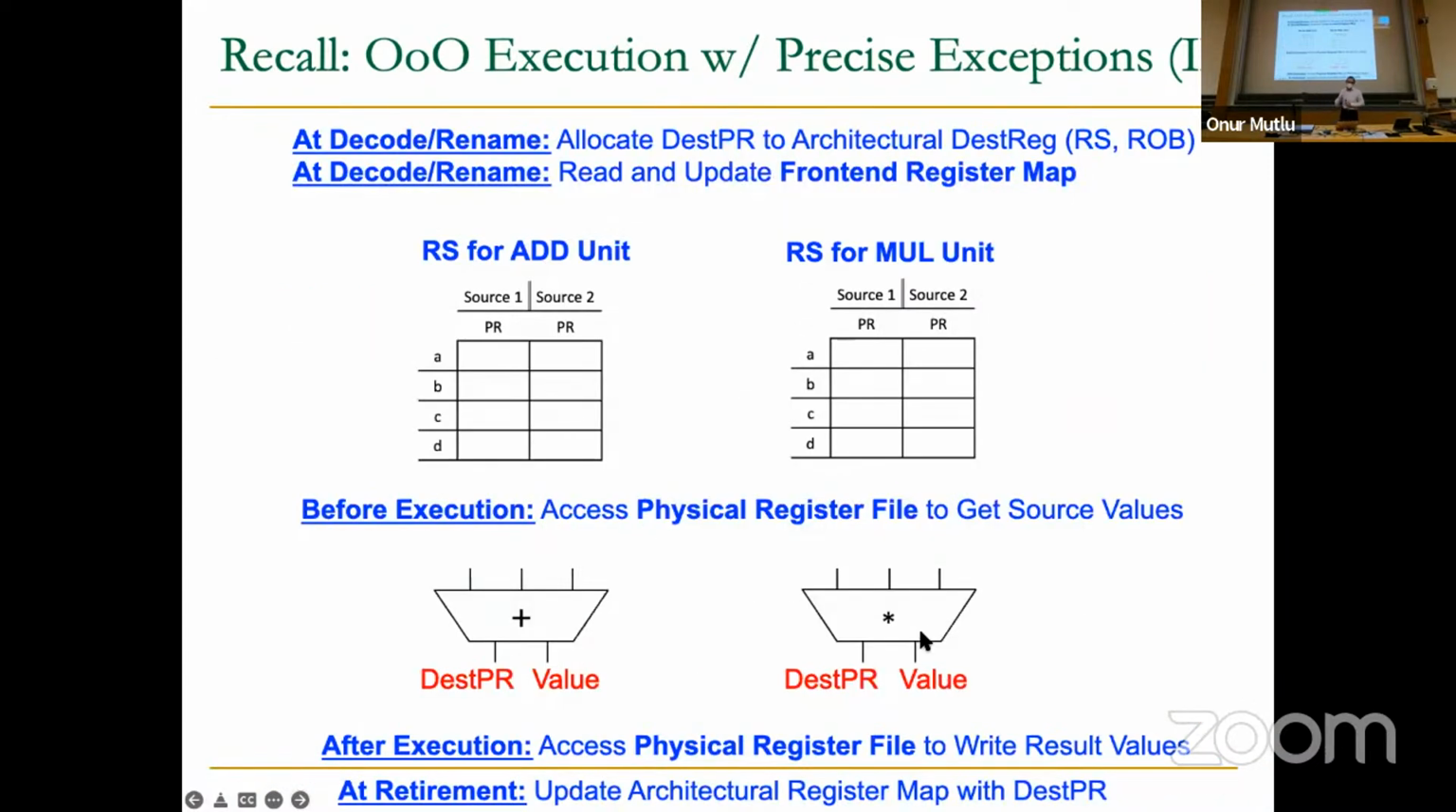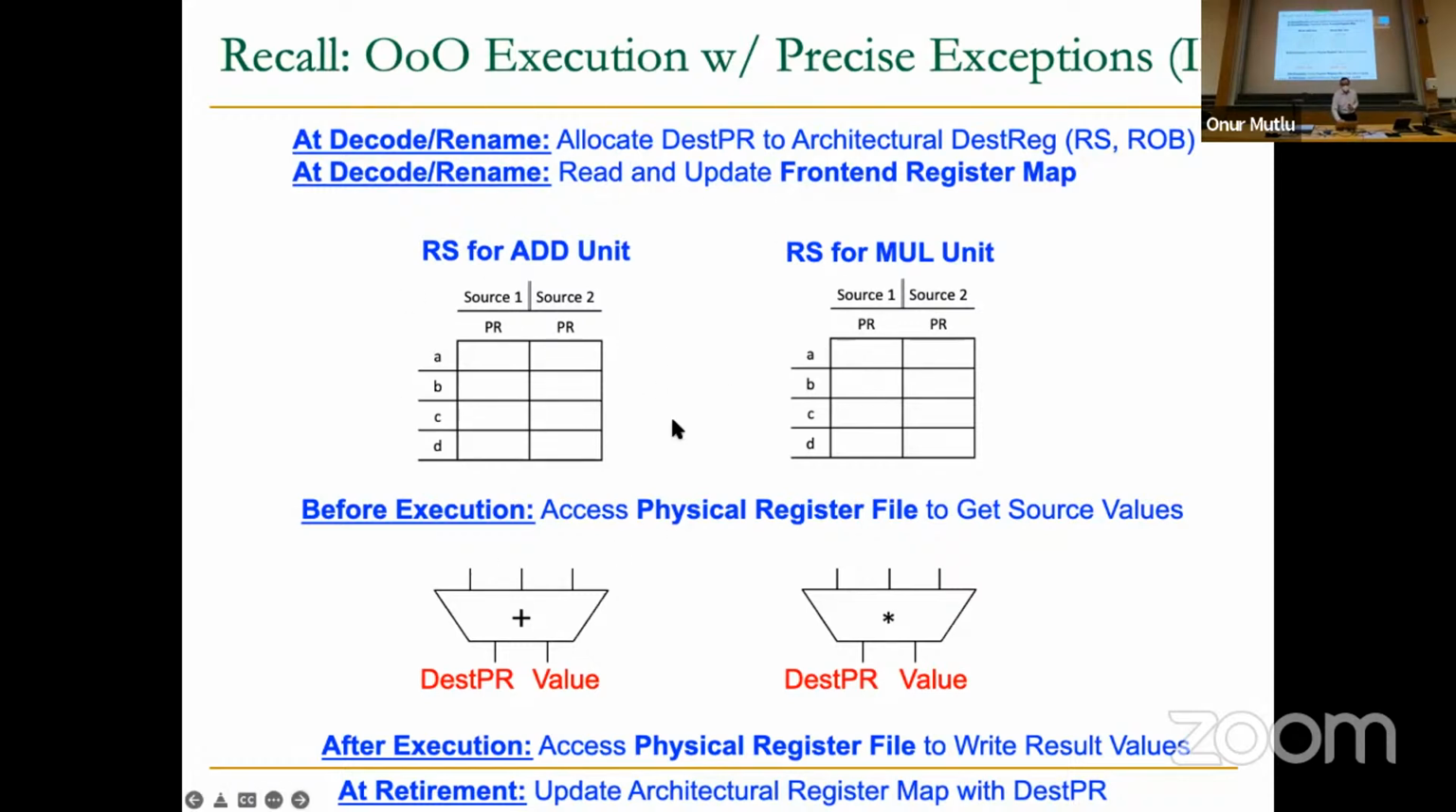So as I mentioned yesterday, this requires a little bit of changes to the execution of the system, especially over here. But basically at decode or rename time, you allocate a destination register to the architectural destination register. If an instruction is writing to an architectural destination register, you rename that destination register to a destination physical register. And you also allocate reservation station and reorder buffer entries, just like we discussed. And then you do the renaming by reading and updating the front-end register map. Essentially, you're updating the pointers over there, and you're reading the pointers so that you know where you will get the values when you decode the instruction.